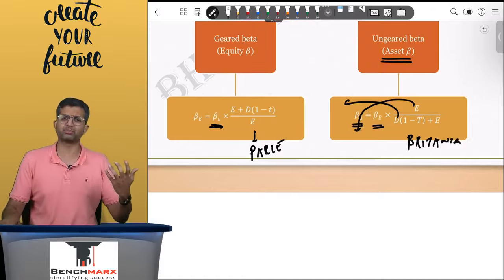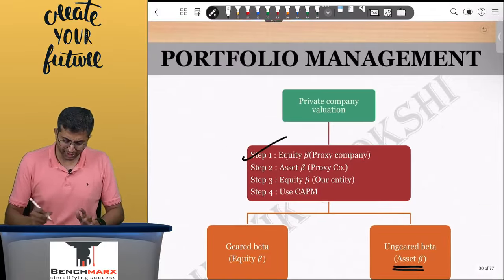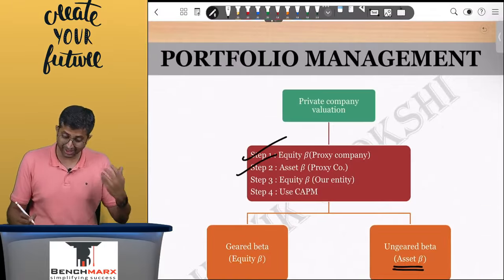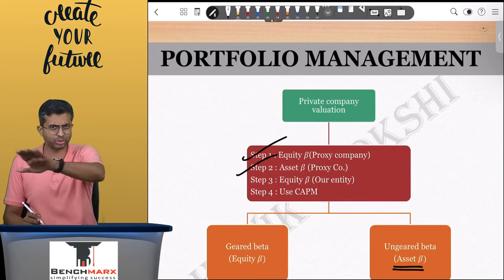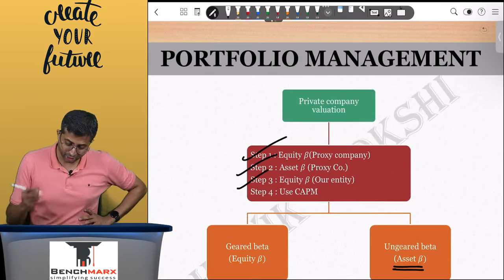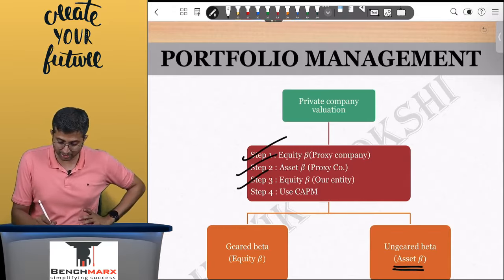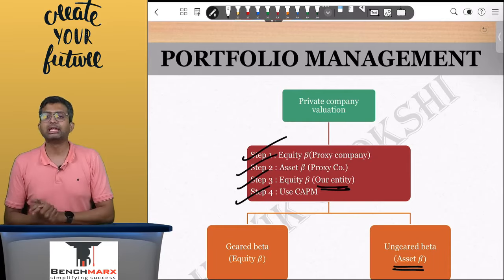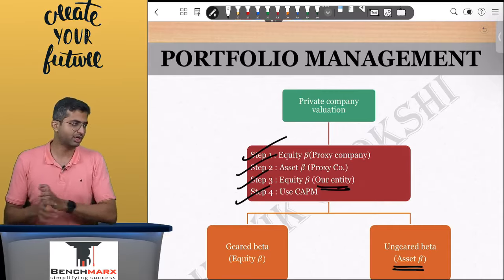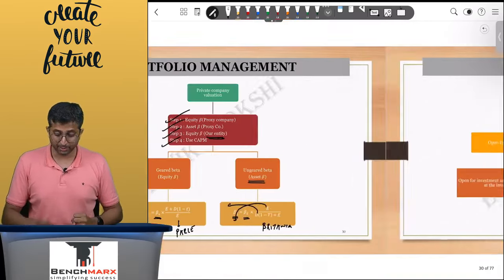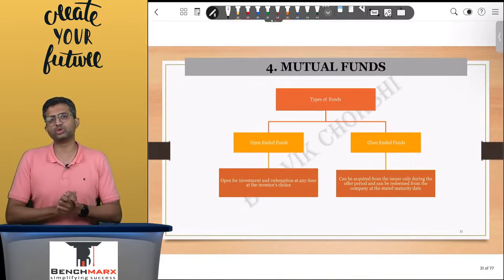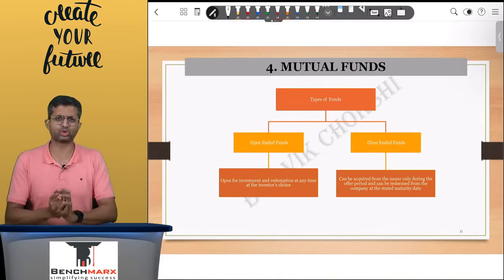So to summarize, in private company valuation, you will first find the proxy company's equity beta, then find the asset beta, which is assumed to be the same for both the companies, and then using that same asset beta, you find the equity beta of our entity, and once you do that, you can use the beta that you have derived in the CAPM formula. So that takes care of the private company valuation, and then you can move on to the next chapter, which is on mutual funds.